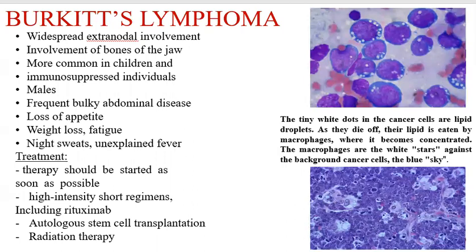Burkitt lymphoma is more common in children and immunosuppressed individuals, and extranodal involvement is common. Involvement of the bones of the jaw is common for this form. Males are more frequently affected. Both children and adults frequently have bulky abdominal disease, sometimes with involvement of the kidneys, ovaries, and breasts. Bone marrow involvement is seen in about one third of cases.